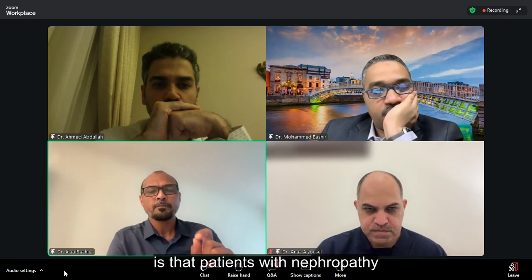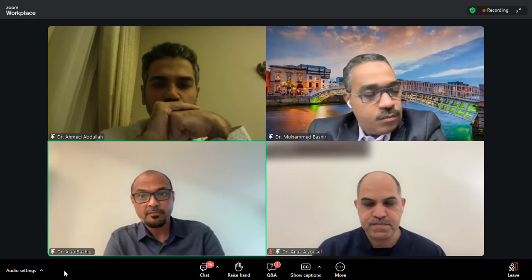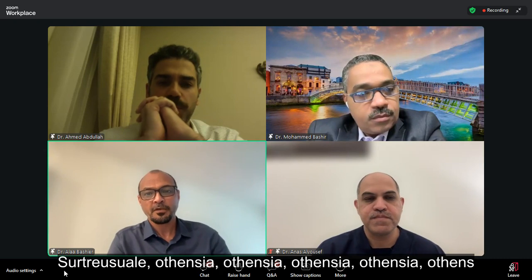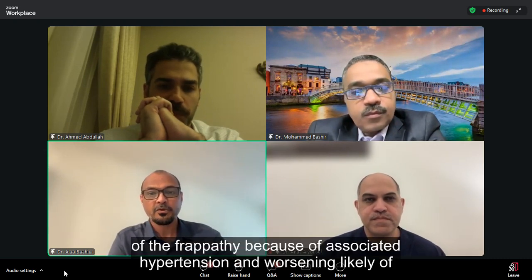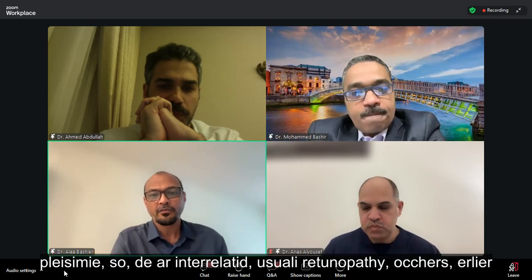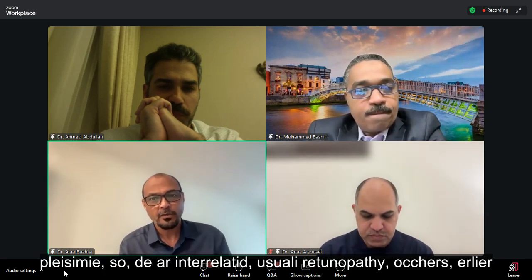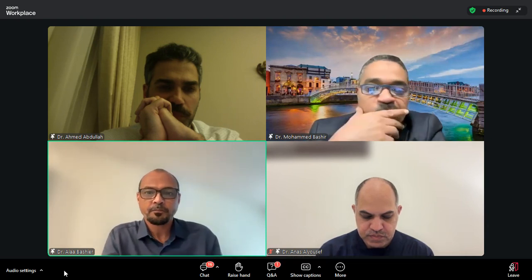This is one important point. The second is that patients with nephropathy usually get worsening of retinopathy with the development of nephropathy, because of associated hypertension and likely worsening of glycemia. So they are interrelated. Usually retinopathy occurs earlier, but it's a marker of the presence of nephropathy as well.